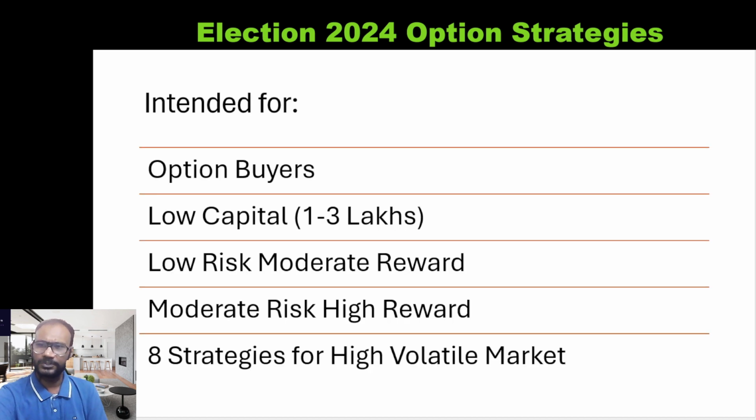The series focuses specifically on option buyers, and who this is more suitable for: people with capital of 1 to 3 lakhs, and somebody who is okay with, fine, whatever I have lost is lost, but I want to make steady growth in terms of my learning and my capital. Then the strategies that I'm going to reveal here are going to be either low risk, moderate reward, or moderate risk, high reward strategies. Specifically, we are going to deal with 8 strategies meant for this sort of highly volatile market.